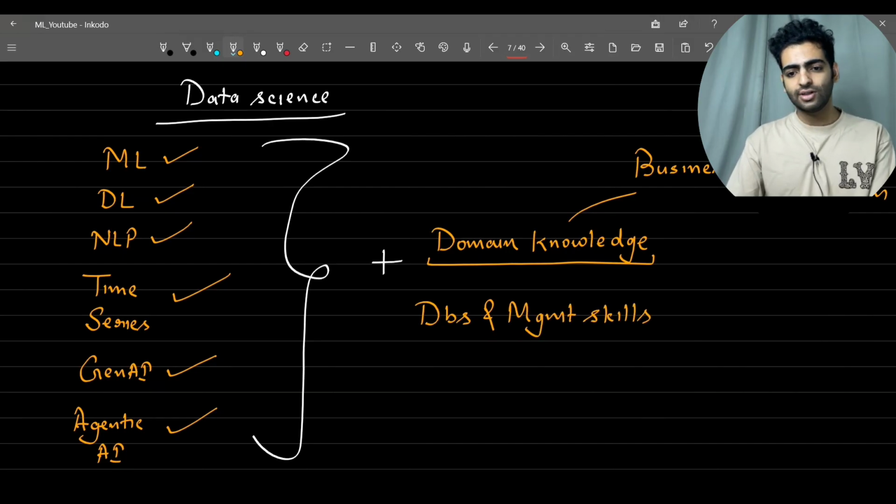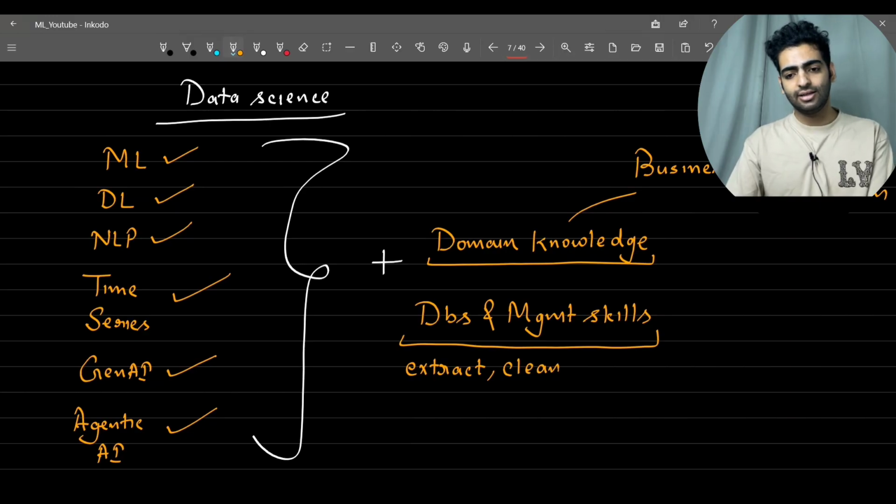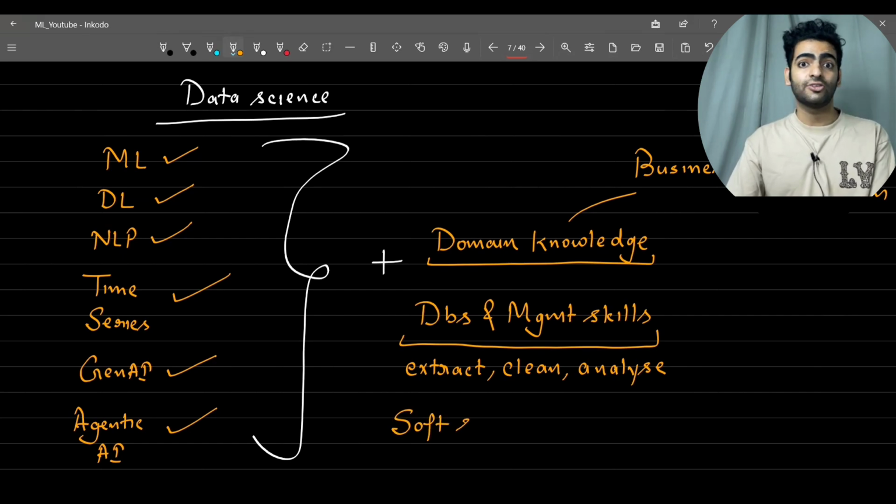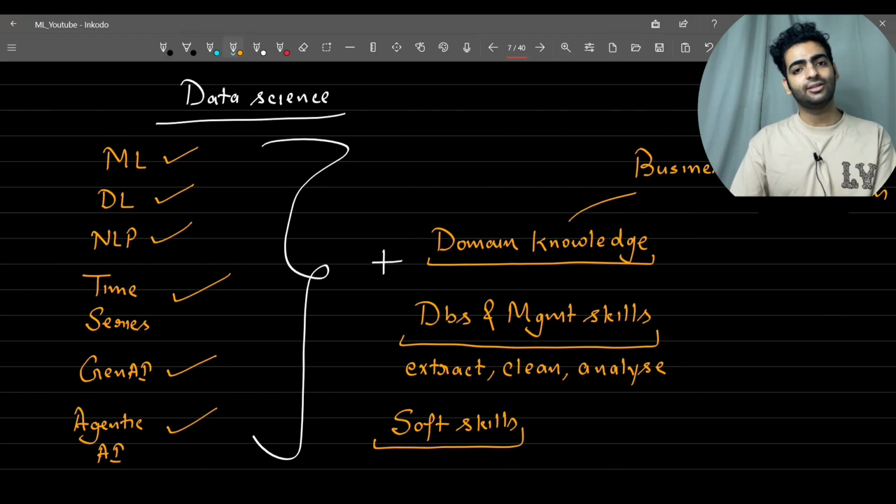The second is database and data management skills, right? See, at the end of the day, all a data scientist needs is data. Without data, there is no data science. So they have to extract data, clean data, analyze data, and make insights from the data, right? Once they have the insights, they need good soft skills, often known as good communication skills or good presentation skills, so that they can present all those insights to your business team, your technical team, or your stakeholders.